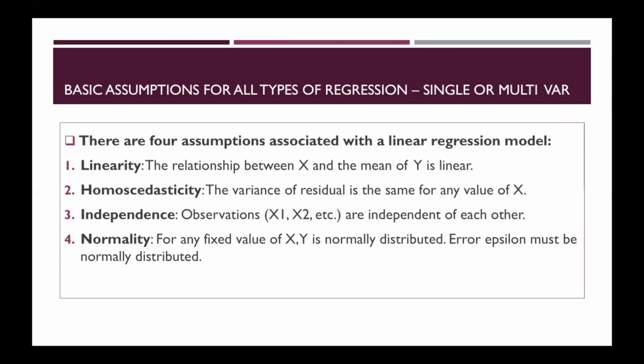Let us say we have a .csv file having n number of rows and p number of columns. Independency of rows means that each row will be independent of all the other rows, and independency of columns means if there are p columns, p independent features, then each feature will be independent of the other features. And then the final assumption is normality, that is, for any fixed value of x, y is normally distributed. The error epsilon must be normally distributed.